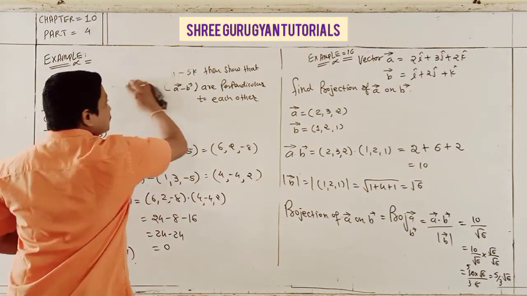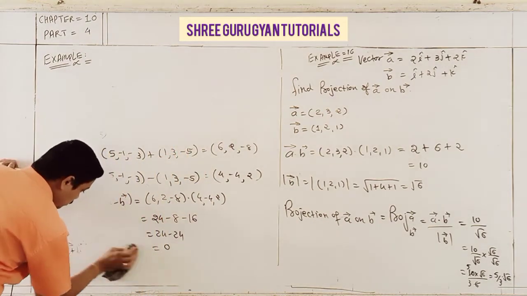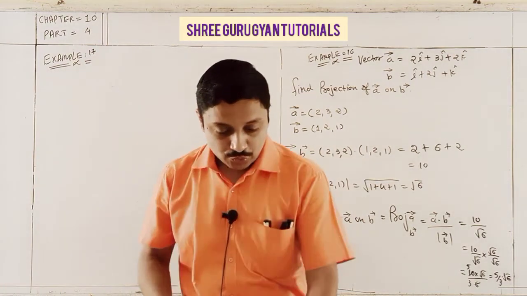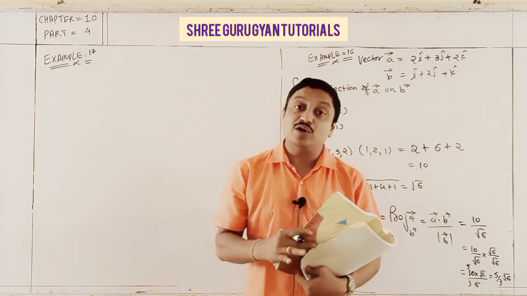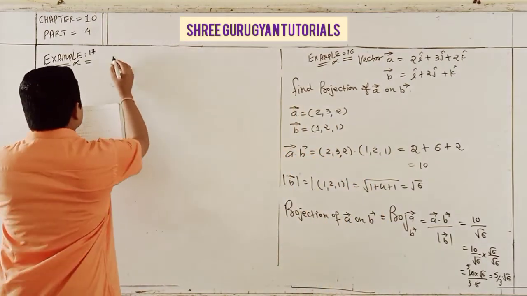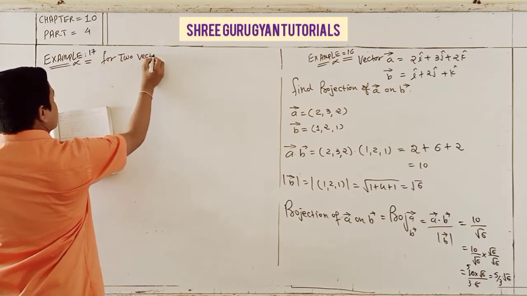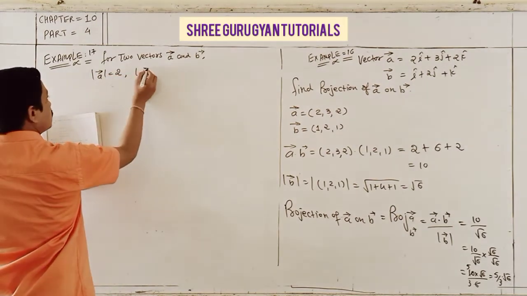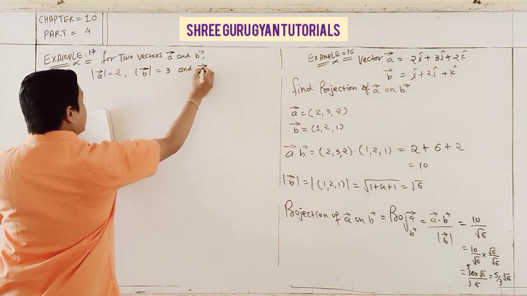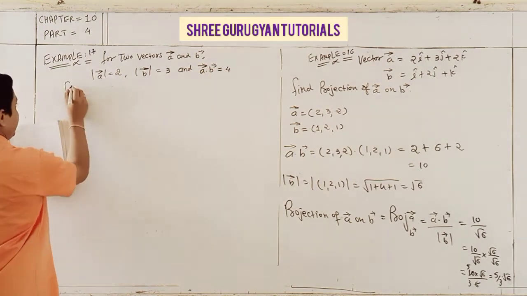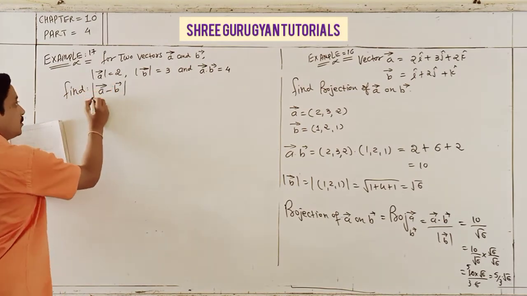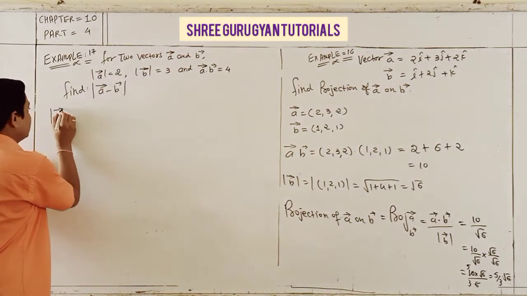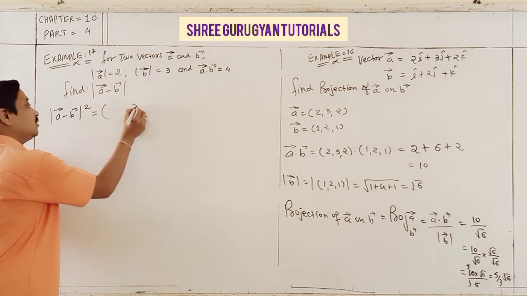Now example 17. Continue with the 17th example. So the question is that vector A, vector B, magnitudes given, dot product given, and asking for a magnitude. For two vectors A and B, modulus of A is 2, modulus of B is 3, and A dot B is 4, then find the magnitude of A minus B. If you are asking for magnitude, then you first take the magnitude whole square. So first of all, we start with modulus of A minus B whole square.